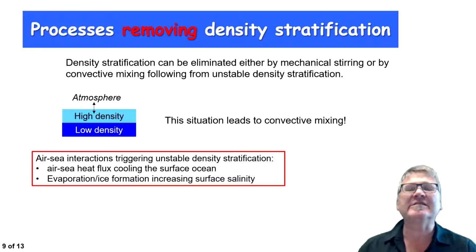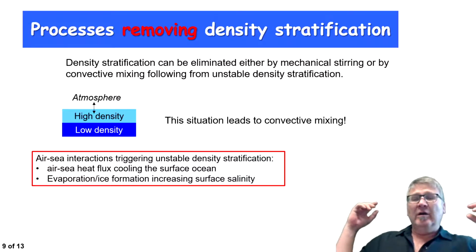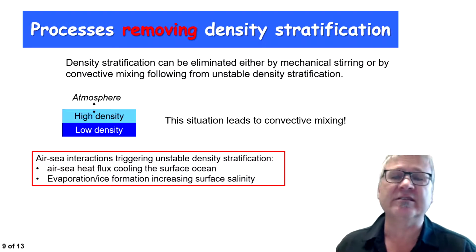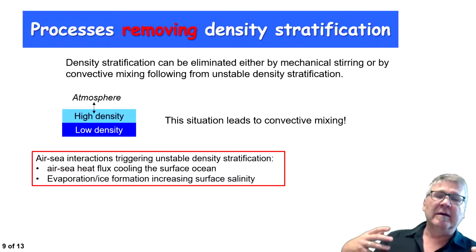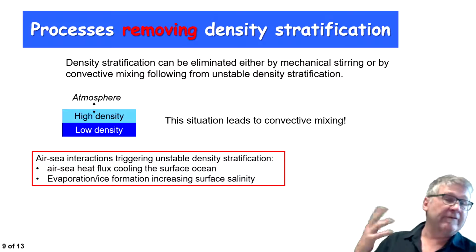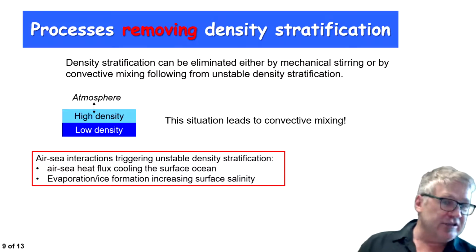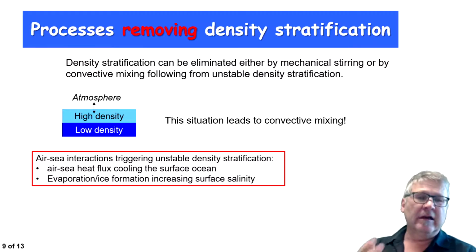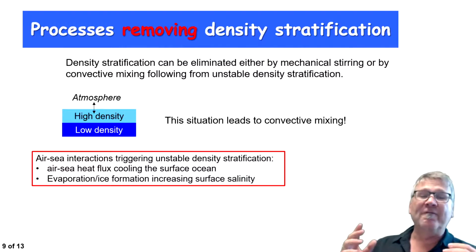So for completeness, let's have a look at processes that remove or erode or destroy density stratification. This can happen by mechanical stirring. If you have a big storm, it can create enough energy to stir the surface mixed layer through mechanical mixing mechanisms, or by a mechanism called convection, which follows from unstable density stratification.